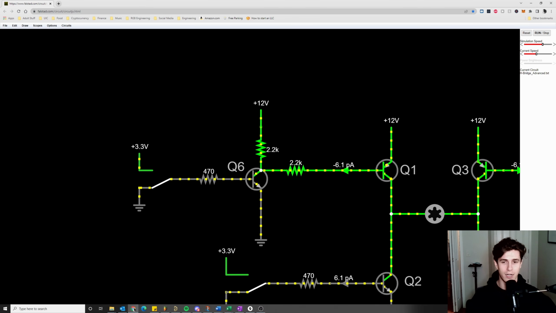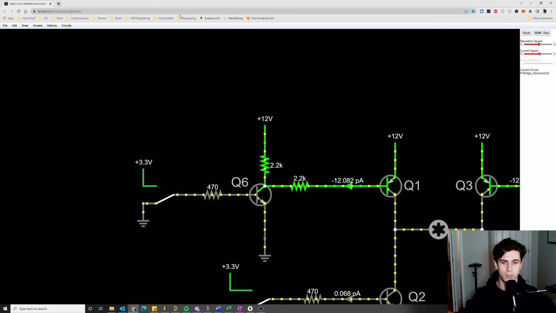So let's take a look at our two operating configurations here. We'll say configuration 1 is where Q1 is conducting, creating a pathway to ground, i.e. it's allowing current to flow through it to ground, which means that if we look over here from our 12 volt source, we see that current is flowing into our emitter pin and out of our base pin. So it's conducting. Now let's take a look at the two operating modes for Q6.